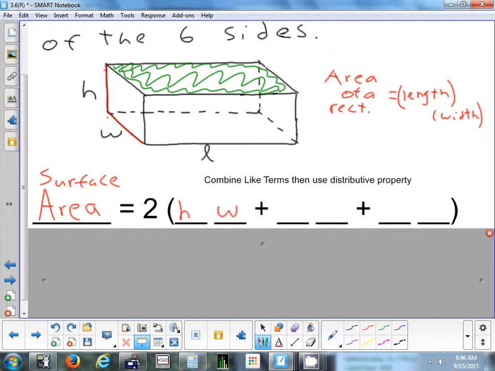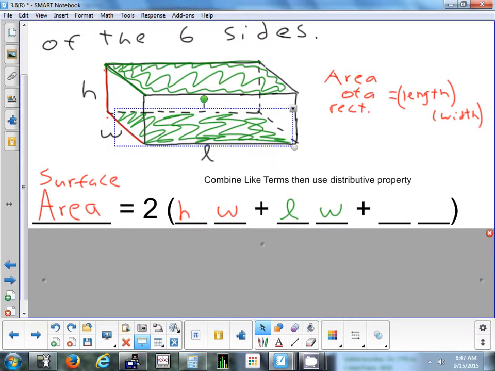Let's start with this one. What's that line I just drew? That's the length. And what about this line right here? It's the distance from the front to the back of the box. It's actually labeled somewhere else. Logan? Width. So we've got the length and the width. How do those two rectangles in green compare to each other? They're the same thing. One's the top, one's the bottom. They're exactly the same thing.